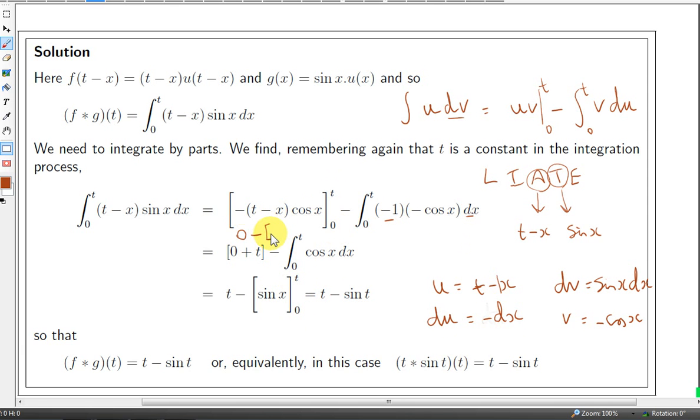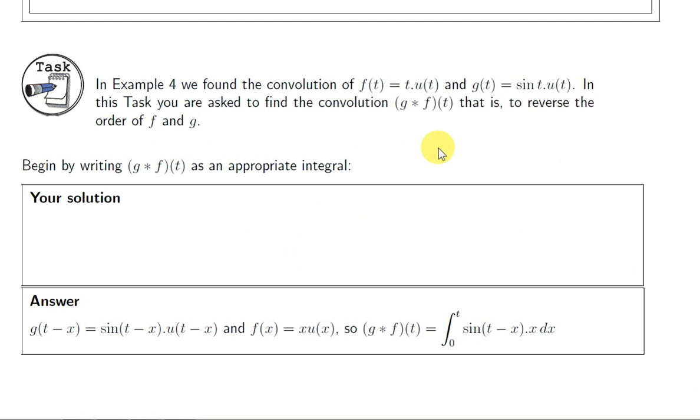So what's that going to give us? Well, it's going to give us minus t minus 0. That's just minus t times the cos of 0. The cos of 0 is 1, so we get minus t times 1. So minus minus t is plus t. Applying our limits here, we get sine of t minus sine of 0. The sine of 0 is 0. So we end up getting t minus sine of t. So the convolution of the functions t and sine of t is t minus sine of t. Now in this example we are going to reverse our two functions.